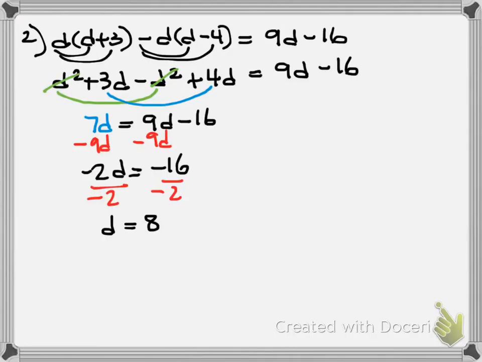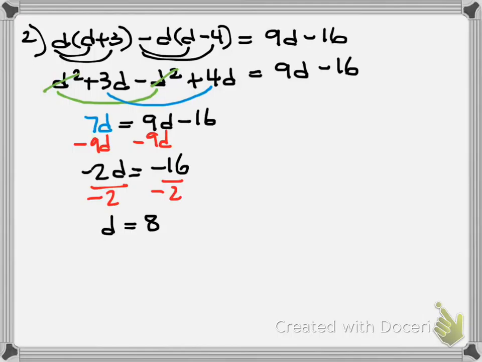All right. When I distributed, I got D squared plus 3D minus D squared plus 4D. And then on the right side, there was nothing to do. I noticed I had 2 sets of like terms on the left side, so I connected them. That's another way to kind of help your brain with the work, is draw connectors. And I noticed that D squared and negative D squared were opposites, so they canceled out. And then 3D plus 4D was 7D. So now I have 7D equals 9D minus 16.